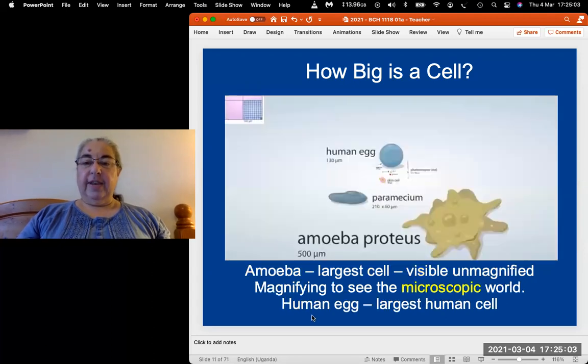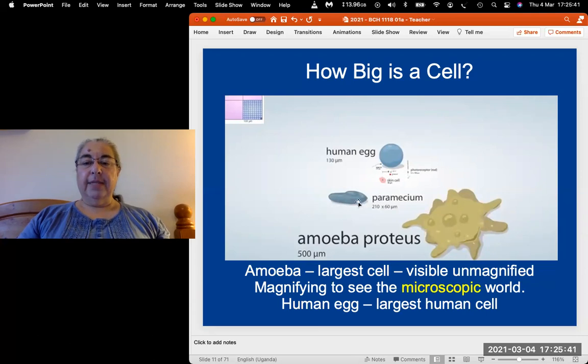So if we go now to the next slide, we can see the largest cell that we know about. So this is an amoeba proteus. It's a single-celled organism, but its diameter is about 0.5 millimeter. It is big enough to see with the naked eye. This single cell is just about big enough to see without any magnification. You can just see a tiny dot moving around.